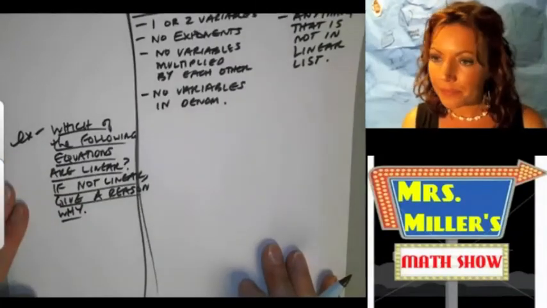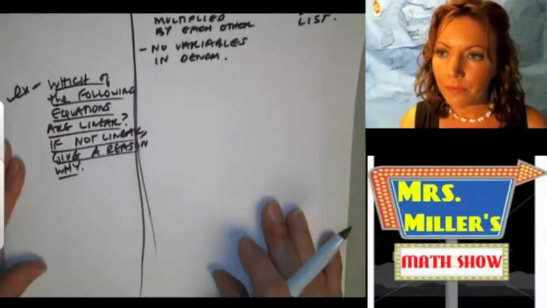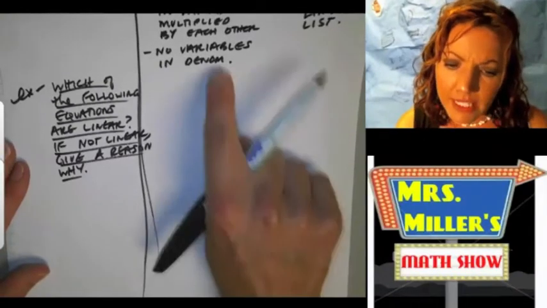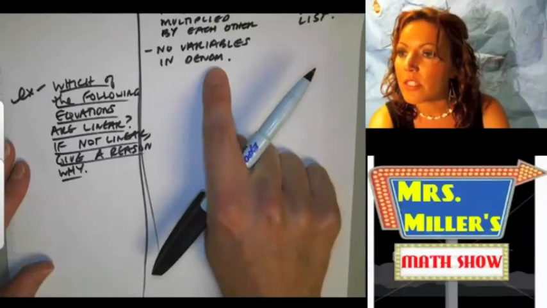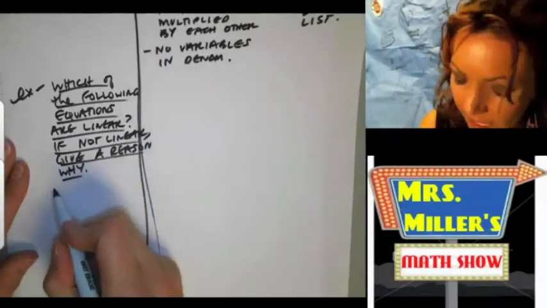What's up, Zach? We don't know the last word on the linear. D-E-N-O-M, that's short for denominator, so no variables in the denominator. Thank you for clarifying that.